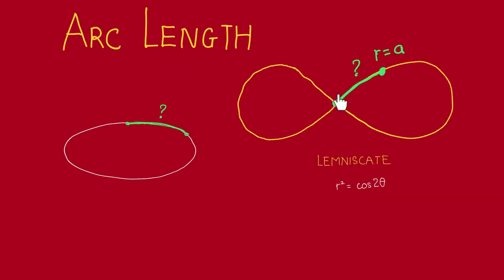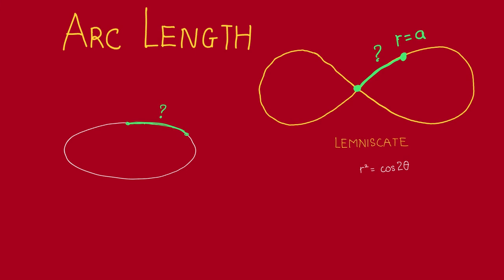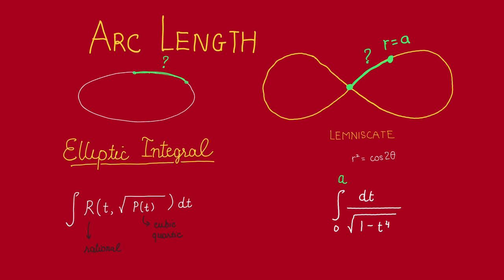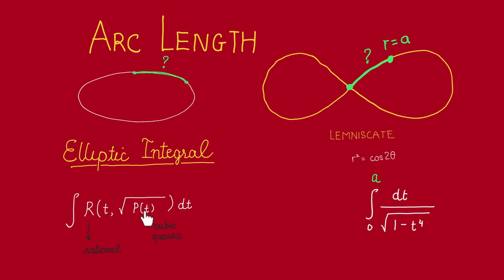The arc length of this arc from the origin to the point corresponding to the radius r equals a can be given by the following integral. And more generally, an elliptic integral is gonna be of the same form. Its integrand is gonna be some rational function of the variable t together with the square root of some cubic or quartic in t. What's special about these integrals is that they cannot be expressed as elementary functions.